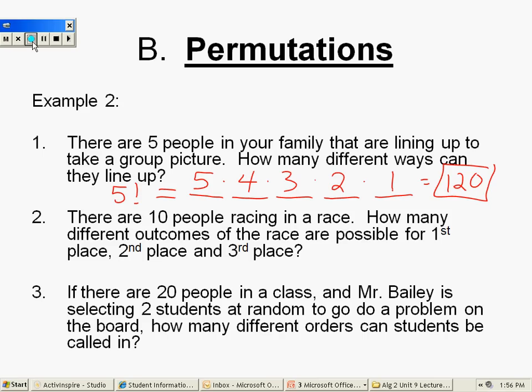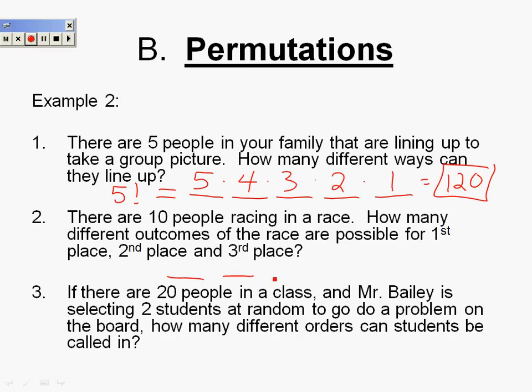There is a slight difference here on number 2, so let's read it and see what that is. It says there are 10 people racing in a race. How many different outcomes of the race are possible for first place, second, and third place? Now, here's the deal. I need to make 3 choices. Who comes in first, second, and then third? Now, how many outcomes are possible for first place? 10 different people could end up being first, because there's 10 people in this race. It could be any one of the 10 people, right? Now, after one person is taken first, they can't also take second, right? So how many options are left for second place? And then 8.